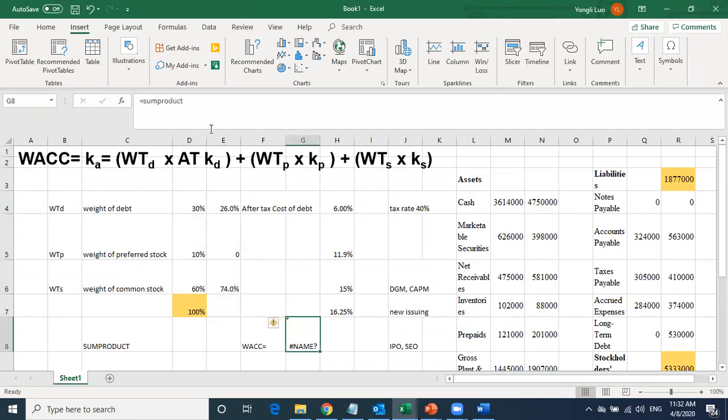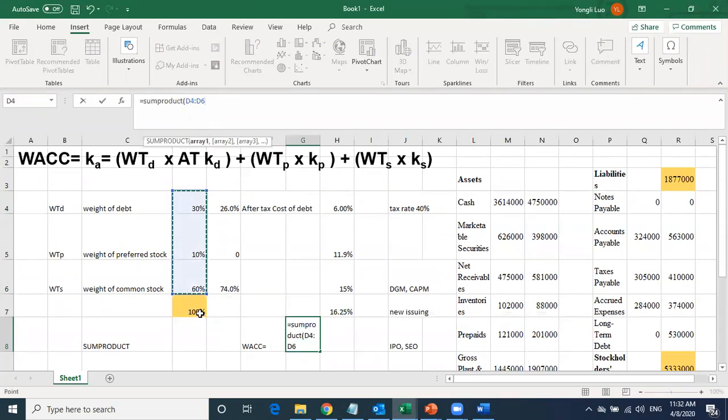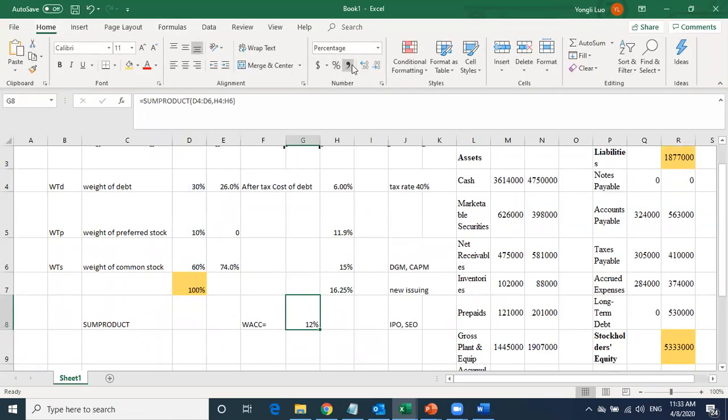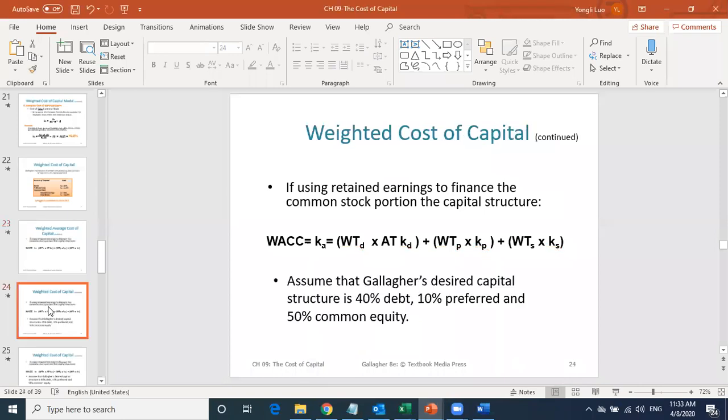So let me go back. SUMPRODUCT, open parentheses, you select the weight, then a comma, and you select the cost, and you close the parentheses. This is the formula you see right here. You can click enter and it will give you the average cost, the weighted average cost of capital. This is how you get the weighted average cost of capital.